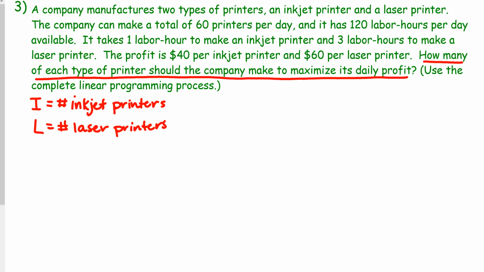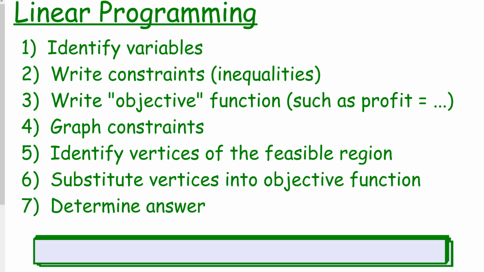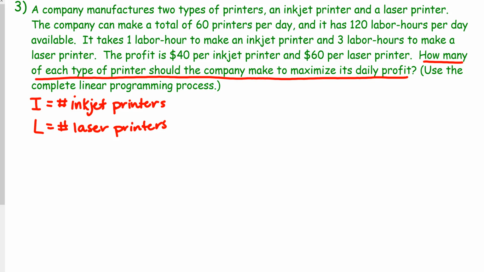Okay, the first step was identify variables. We've got that step done. The next step is to write the inequalities or the constraints. So what are the limitations on the situation? Okay, so there's a few things we know. We know that the company can only make 60 printers per day. So we can write I plus L is less than or equal to 60.